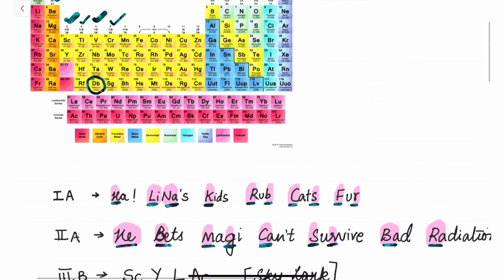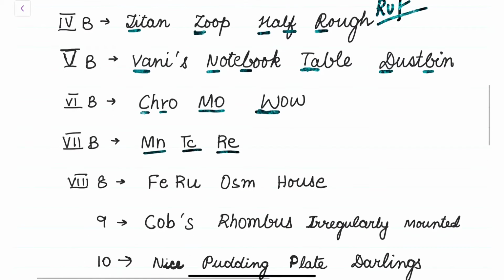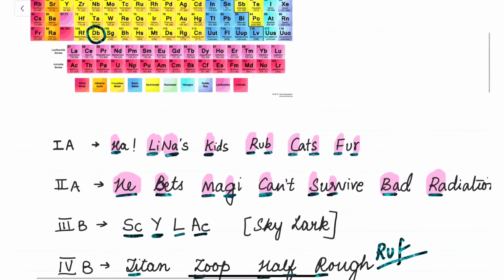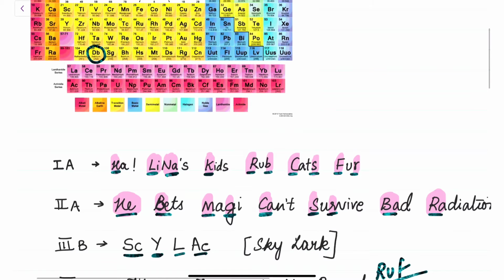Alright. So next is for our 8th group of elements, which is iron, ruthenium, osmium. So for this, again, Firu's awesome house is the mnemonic. So Firu, Fe for iron, Ru for ruthenium, awesome is for osmium, and house. So Firu's awesome house. Alright, so house for hassium.